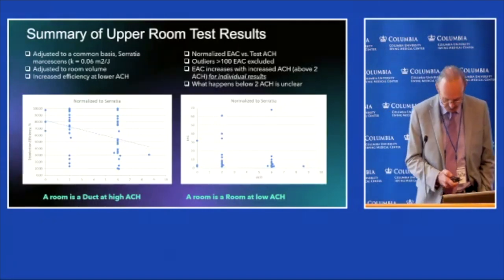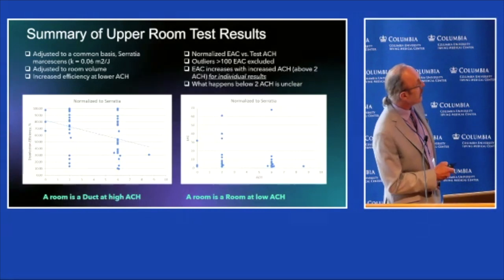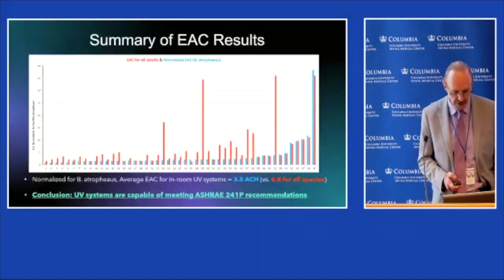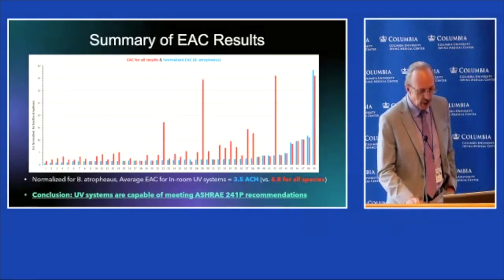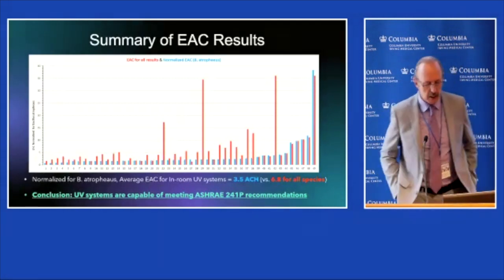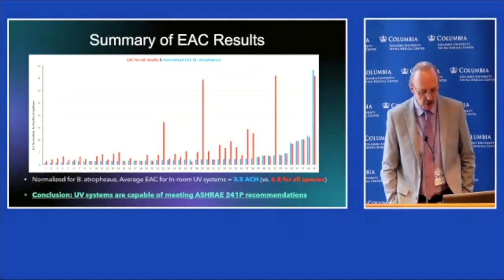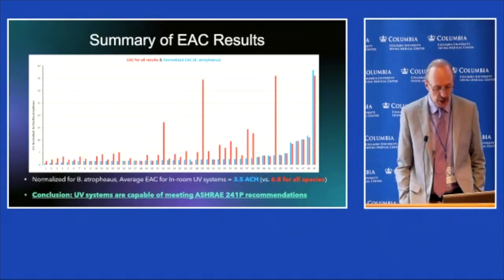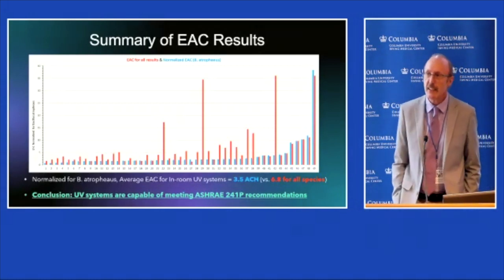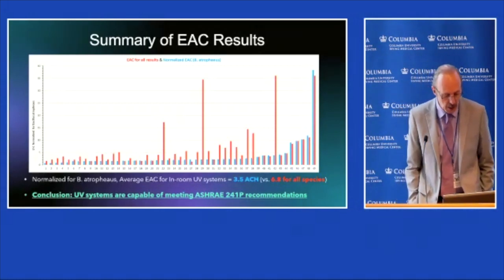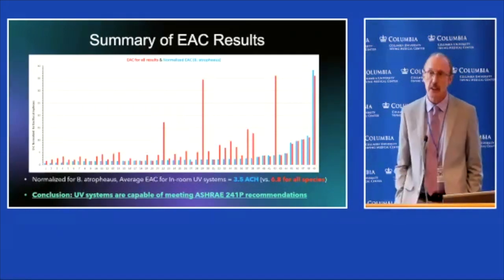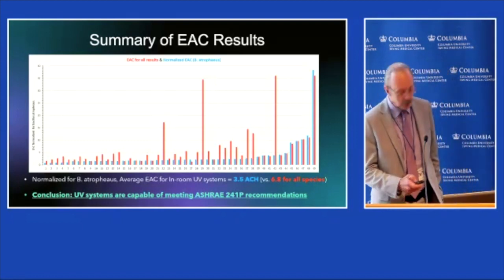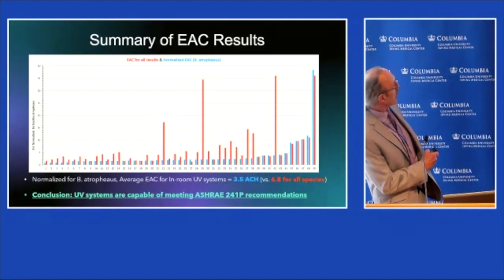Now, we normalized all the data to ASHRAE in this case, and we see the data compressed. I'll show you a better version of this. This is the final summary. The red bars indicate the EAC results. Not all of these are corroborated, but you can see variation. We normalized all the EACs in the literature to Bacillus atrophaeus, since it had the highest resistance. And you can see that in the blue, they all get compressed together.